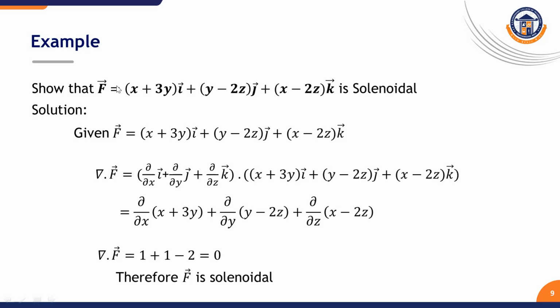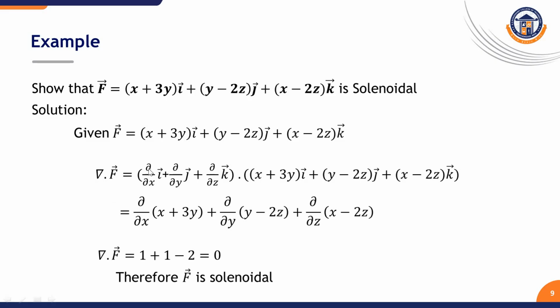Example: we take the vector F vector equals x plus 3y i vector plus y minus 2z j vector plus x minus 2z k vector. We have to prove this vector is solenoidal. The solenoidal condition is del dot F vector equals 0. So first we calculate del dot F vector.